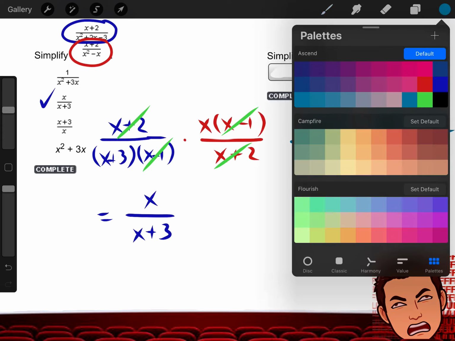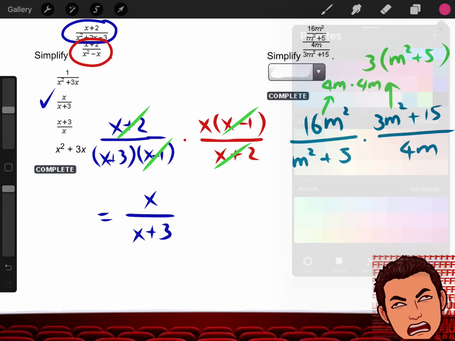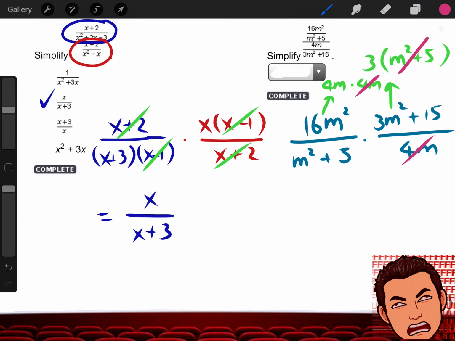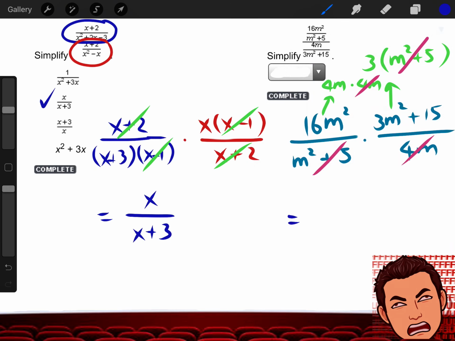Okay, so let's start canceling out some stuff. So first of all, let me factor out the 3 from here. So it's going to be 3 times m squared plus 5. And then this is basically saying 4m times 4m. Okay, that's canceling out the 4m and the 4m. And m squared plus 5 and m squared plus 5. So now you can just multiply across. You're going to end up getting 3 multiplied by 4m, so that's going to be 12m. So put 12m in there.